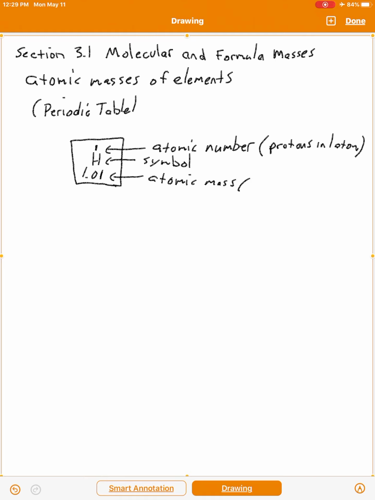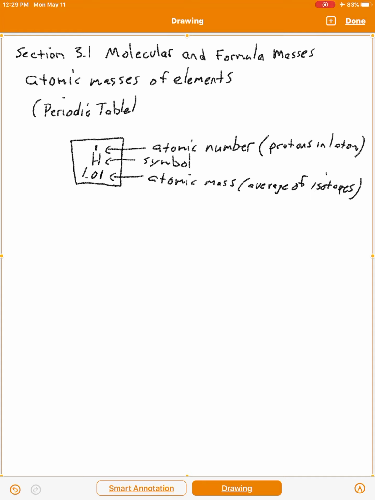Now remember, this is an average of all the isotopes. So hydrogen, for example, is primarily protium, which has an atomic mass of almost 1, and then there's a small percentage of deuterium, which has an atomic mass near 2. So the average of that comes out to 1.01. It's a weighted average, right?